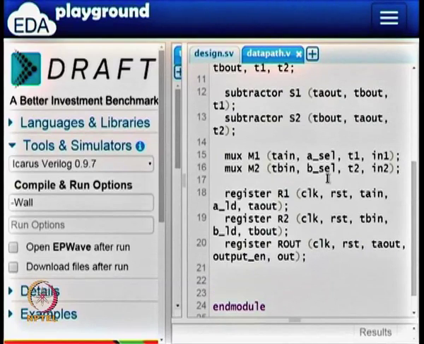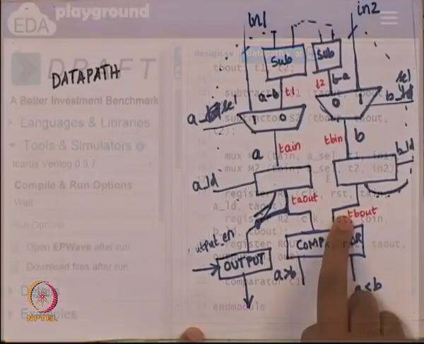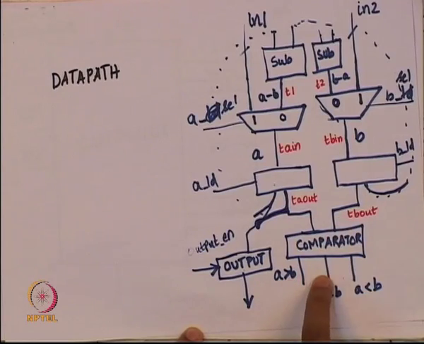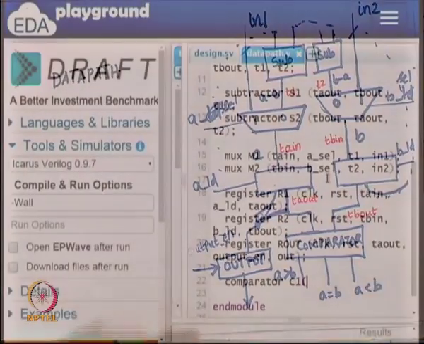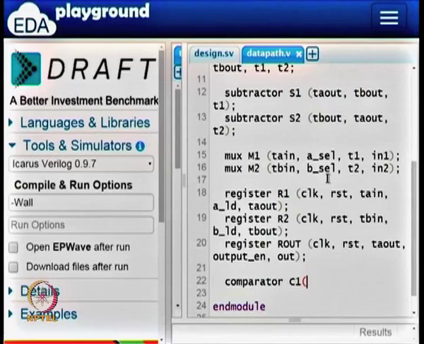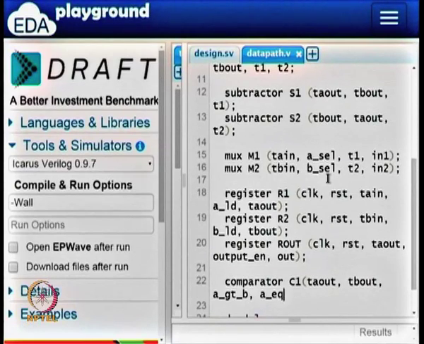The only other thing that we need is a comparator. The comparator, so let us again look at the picture. So, I will call the comparator, let us say C1. So, this comparator is supposed to take two inputs, in1 and in2, and is supposed to give three outputs in this order. So, I am going to put that as three different things. So, the inputs that it is supposed to take are TA out and TB out. These are the two data inputs that it is supposed to take, and there are three outputs, namely A greater than B, A equal to B, and A less than B.